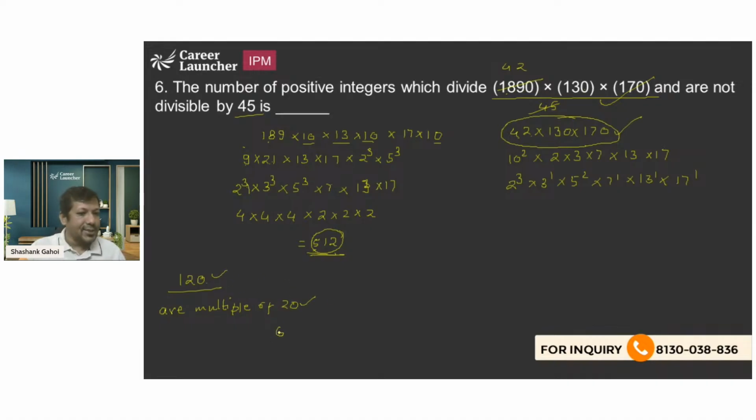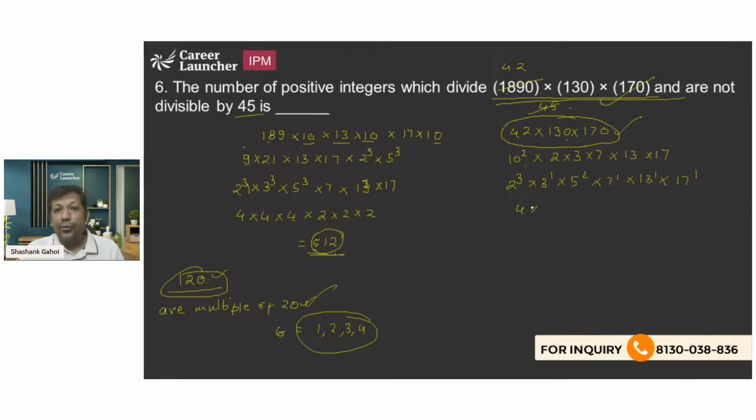I am going to get 6, right? Now I am going to calculate the number of factors of 6, and that is going to be 1, 2, 3 and 6. So there are going to be 4 factors of 120 that are multiple of 20. Understood? So basically here what I'm going to do, I'm going to divide this number by 45 and get the number, and I'm going to calculate number of factors of this number, and all the factors of this number are going to be multiple of 45.